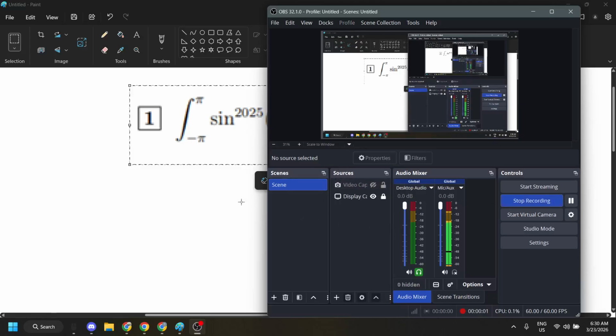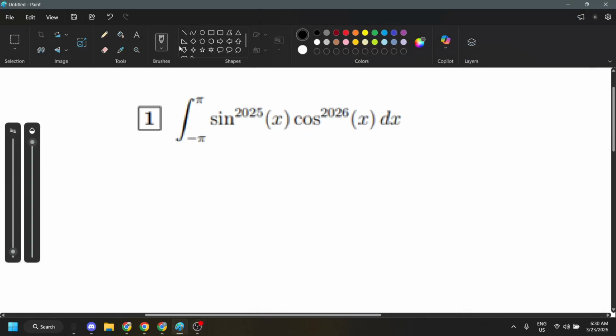Hi everyone. Okay, I'm gonna take this one a bit differently because this is a really easy integral. You can guess its answer just by seeing the bounds without even looking at what's inside.